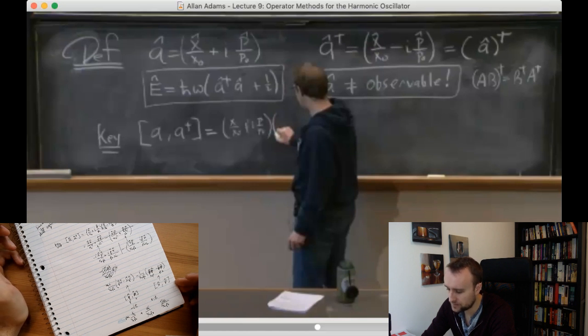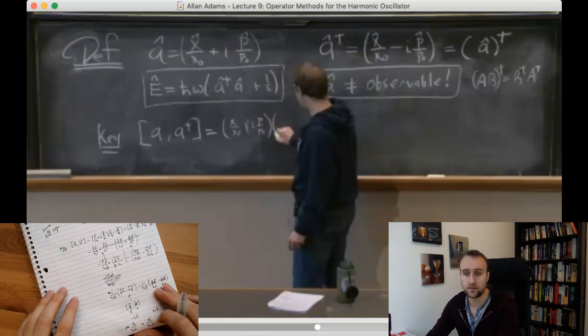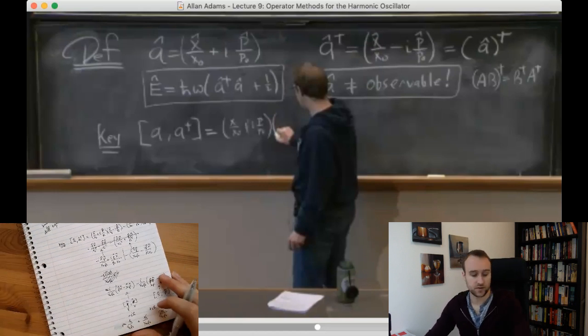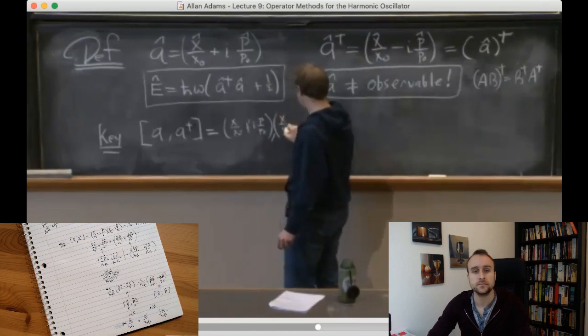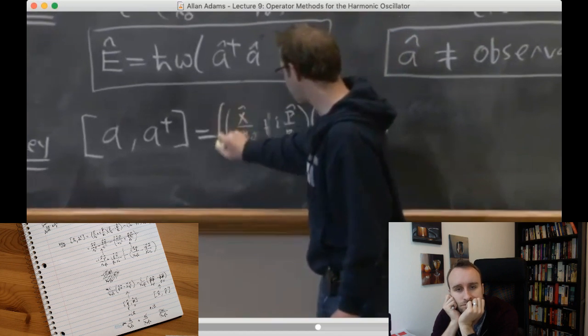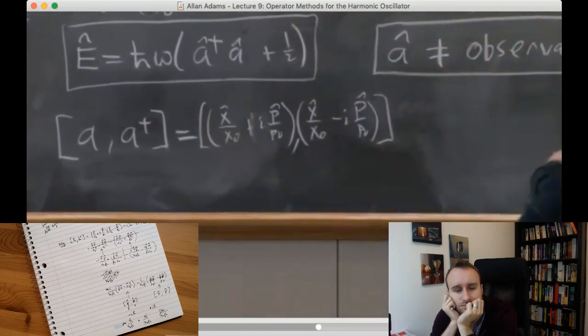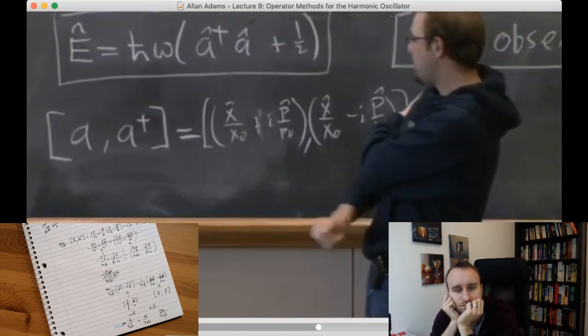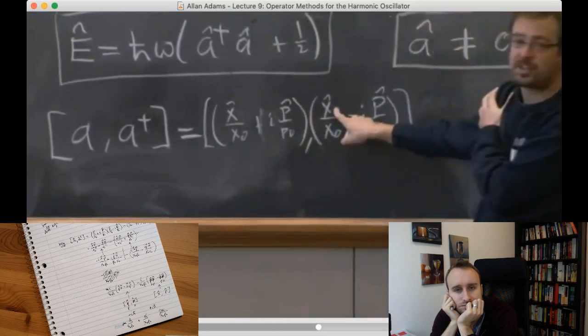I feel like I've missed something. I feel like I've definitely gotten something wrong here, but we'll just see, I guess. Commutator of x over x naught minus I p over p naught hat, bracket. Good. So here there are going to be four terms. There's x commutator x. What is that?